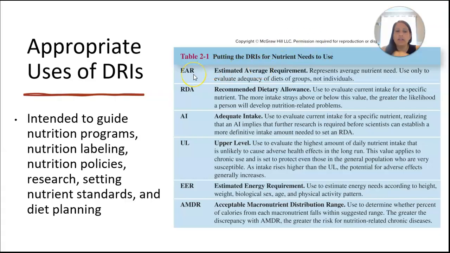So again, these are intended to guide nutrition programs, nutrition labeling, nutrition policies. These guide research. These guide setting nutrition standards and diet planning. So again, here's a quick table showing the use of these. So EAR again stands for estimated average requirements, represents average nutrient needs, used to evaluate groups, not individuals. Again, 50% of individuals will have their needs met by these numbers.